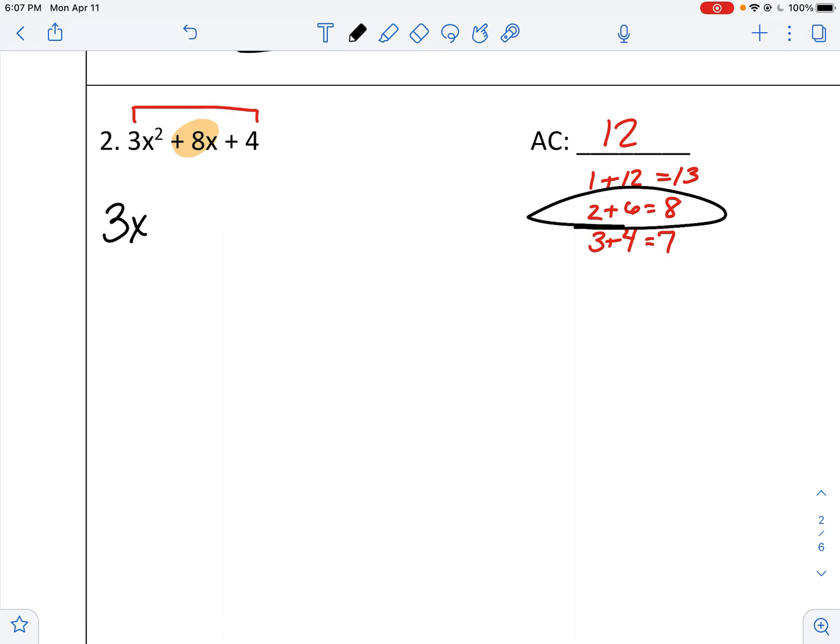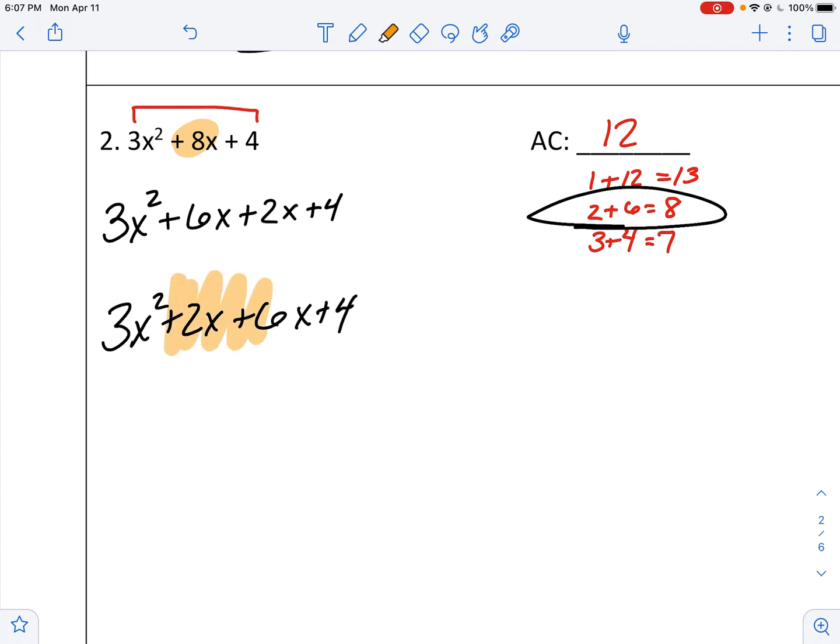And I'll rearrange this: 3x squared plus 6x plus 2x plus 4. Now it doesn't matter what order you put these in. I could have put 2x plus 6x. As long as you have 2x and 6x, the order there does not matter. You can switch those two around, right? Because 6 plus 2 is the same thing as 2 plus 6, so it doesn't matter what order I put those in as long as I've got both parts.